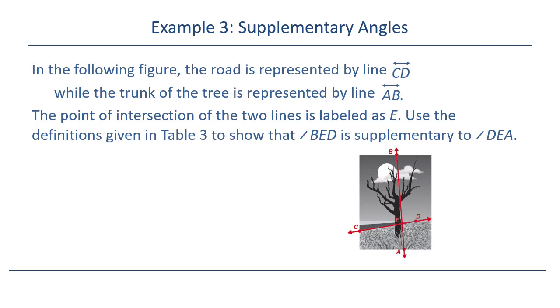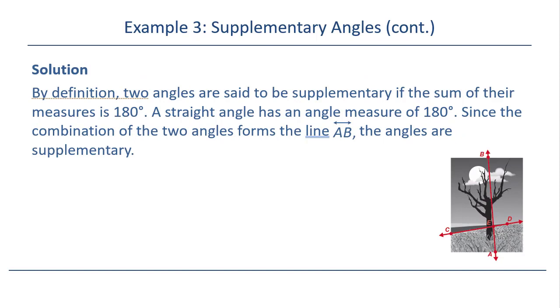All right, well, we know that supplementary angles add up to 180 degrees. We also know that a straight line is 180 degrees. So when we have this top angle and this bottom angle, and we put them together, it creates this nice little straight line. Ergo, we know that they're supplementary.